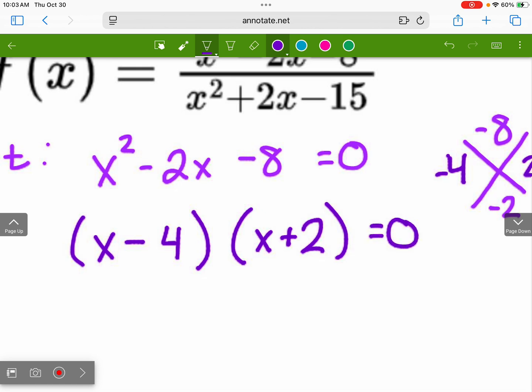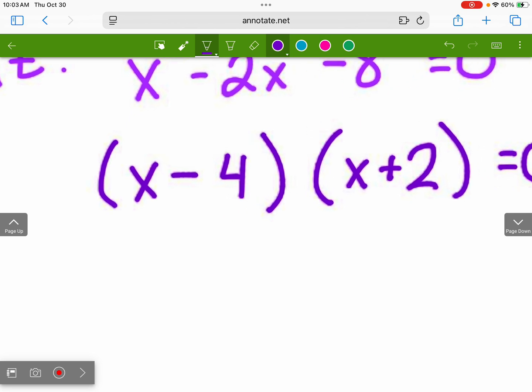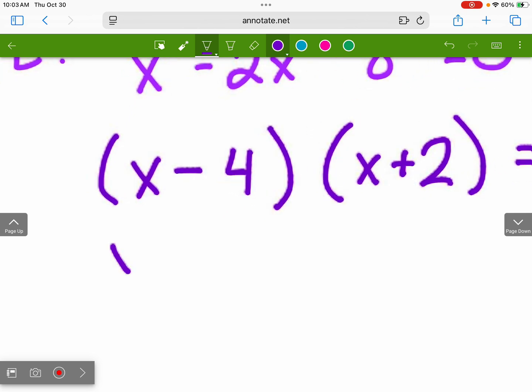If we have an a value that's not 1, we need to use some sort of tool to help us with our factoring, because we keep forgetting about that a value. Just saying. So what are our solutions for this quadratic here? Yep, so we're going to have our positive 4 as a solution here and our negative 2. That gives me the x values of my x-intercepts.